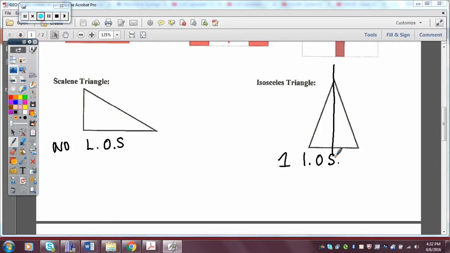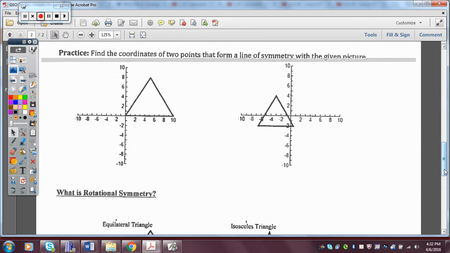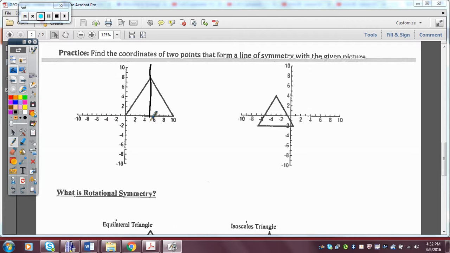Okay. So flip this over. Let's look at some coordinate examples. Find the coordinates of 2 points that form a line of symmetry with the given picture. Alright, well first I want everybody to draw a line of symmetry on this triangle. Line of symmetry would be, draw straight, right there. I need 2 ordered pairs that are on this line. So I can say (5, 2), I can say (5, 4), I can say (5, 1). I can say a bunch of different values that are on that line of symmetry. So now pause this video and try the second example.